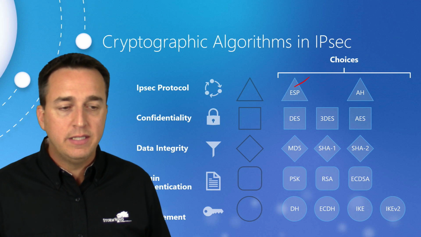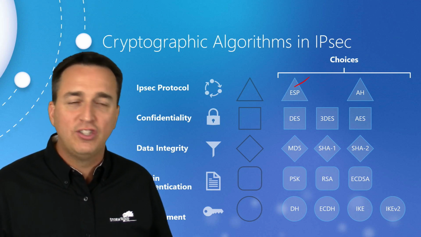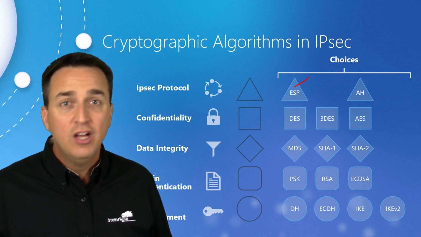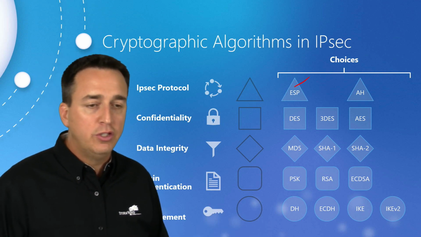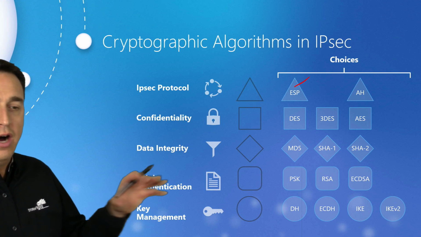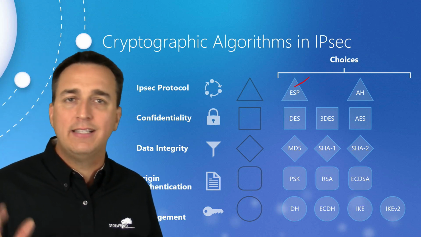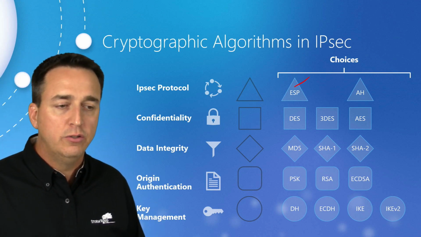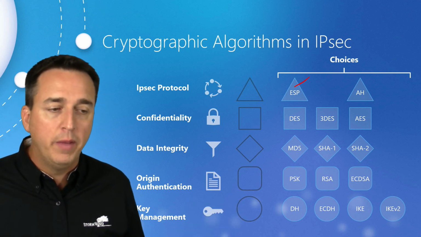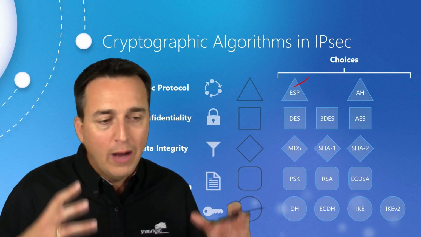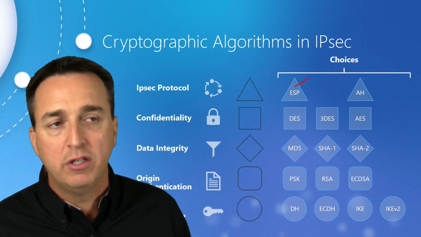Same thing with data integrity. MD5, SHA-1, SHA-2, no, SHA-256 today, SHA-512, other options that we have available to us in today's day and age. Origin authentication, pre-shared keys, not for production. Definitely going to use RSA keys instead. And then for key management, Diffie-Hellman, and so on and so forth. So you have all these different options that are going to come into play when you're using IPsec.